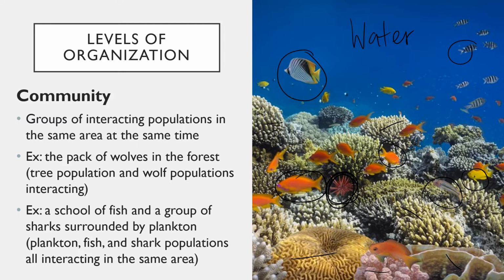So another example would be like a pack of wolves in a forest. You're going to have the wolves, you're going to have the trees, you're going to have the grass, you're going to have all the insects. All of those are going to be interacting at the same time in the same place. You can have a school of fish surrounded by some sharks, which have a remora on them, and they're surrounded by plankton in the water, and they're all going to be interacting in the same place at the same time, these populations.